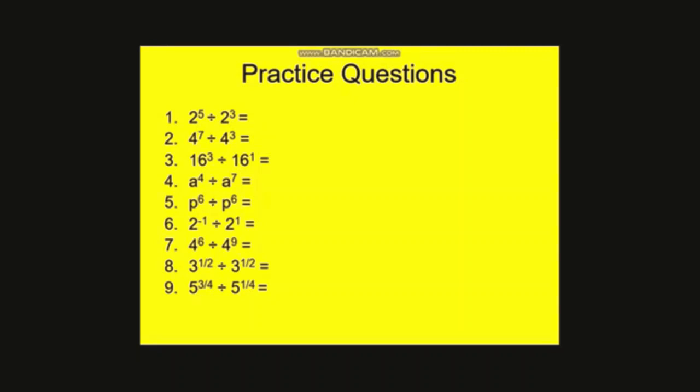Okay, so here are some answers. The first one, we've got a base of 2. 5 take away 3 is 2, so it's 2 to the power of 2. Here we've got a base of 4. 7 take away 3 is 4, so it's 4 to the power of 4. Here I've got a base of 16. 3 take away 1 is 2, 16 to the power of 2. Base of A, now I've got 4 take away 7, and it's important we do it that way round. So 4 take away 7 is actually negative 3, so it's A to the negative 3.